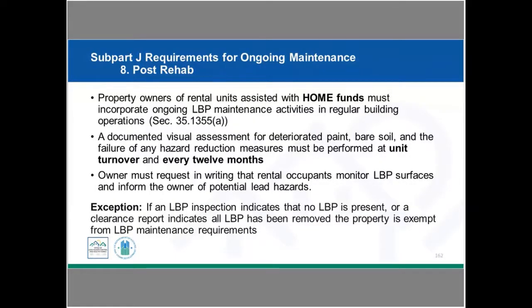Specifically, the way the rules are laid out, this is for property owners that have an ongoing relationship. Essentially, this is going to be determined by the funding source. The key example we're going to be looking at today is rental units that have HOME funds in them. The HOME program has a defined affordability period, and there are ongoing property standard requirements as part of those program requirements. As part of that ongoing oversight and property standards, they have to incorporate lead-based paint maintenance activities as part of their building operation. That's going to include a visual assessment for deteriorated paint, but it would also include bare soil.